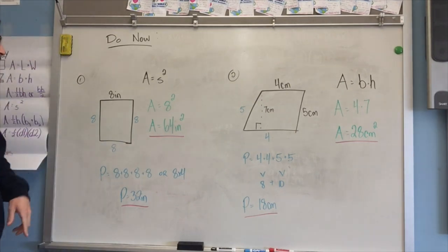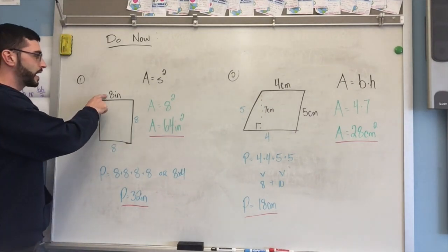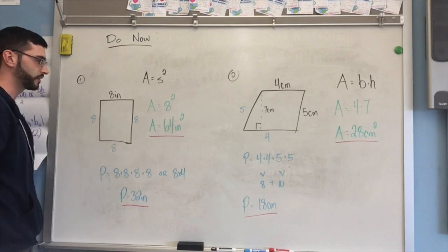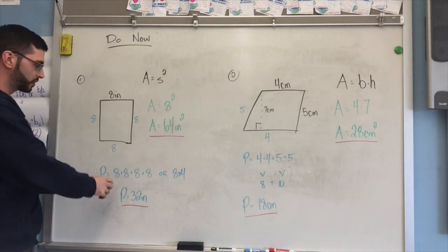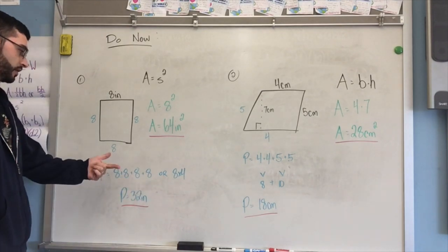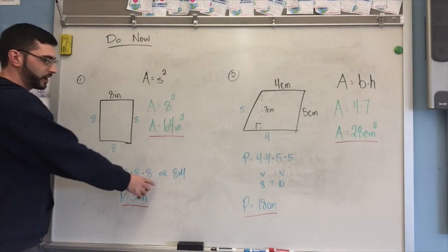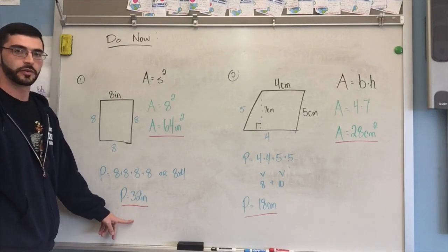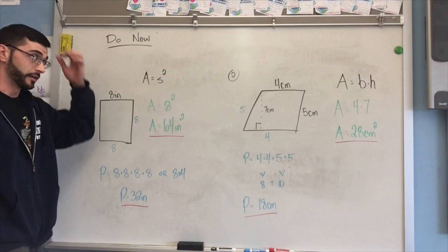But we also had to find perimeter. So we should know that for a square, all sides are equal. So for the other 3, they should have also been 8 inches. So we could have added 8 four times, 8 plus 8 plus 8 plus 8, or we could have done 8 times 4. Either way, we should have gotten 32 inches. Perimeter, we're not squaring, only the area.